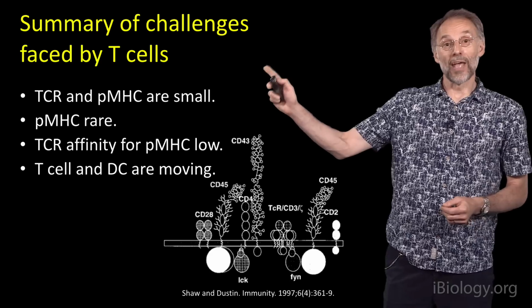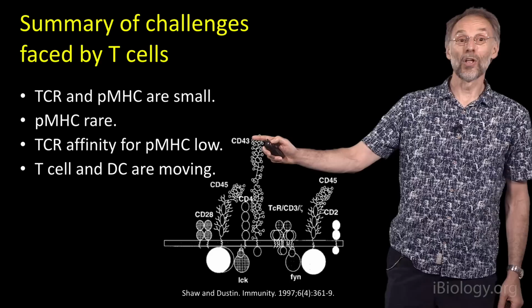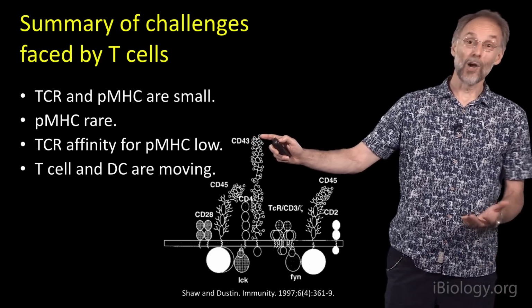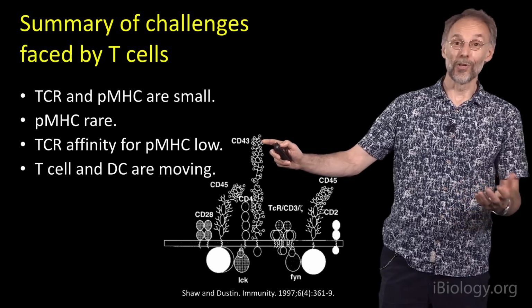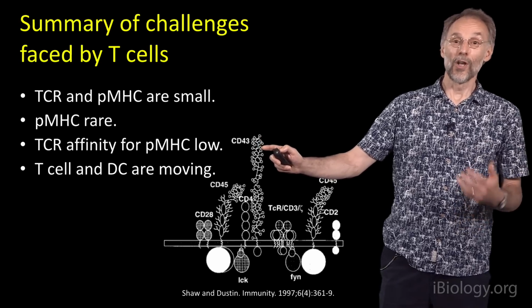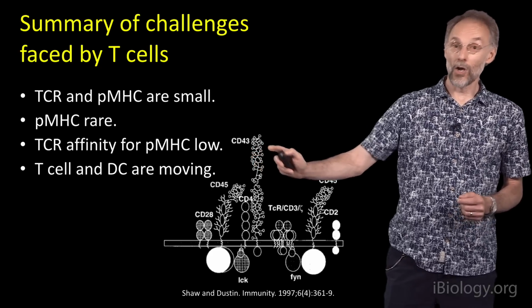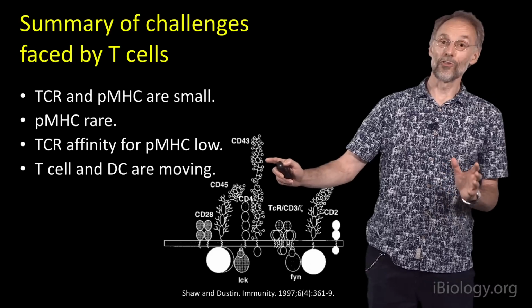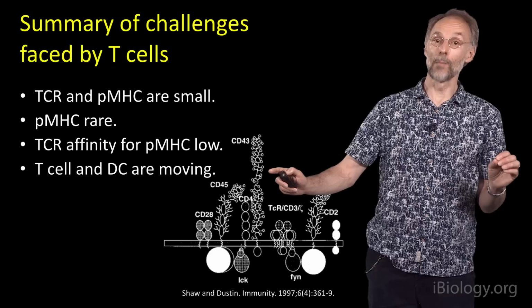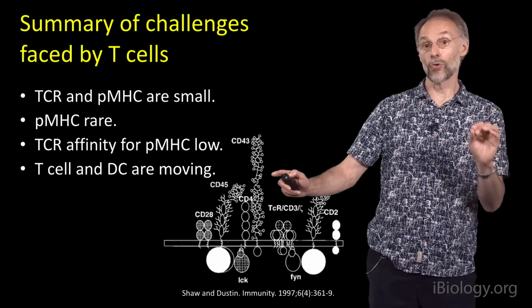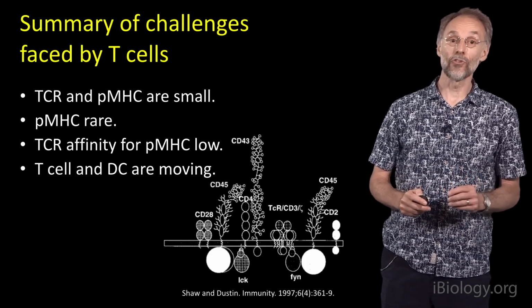So again, just to summarize these challenges, the T cell receptor and the MHC peptide complex are small. The MHC peptide complexes are rare because they're competing with all these self-proteins and other types of proteins that are essentially present in the tissues, in addition to the proteins from the pathogens. The affinity of this interaction is low. I haven't really touched on that very much, but compared to antibodies, the affinity of the T cell receptor interaction with an MHC peptide complex is about 3 orders of magnitude lower than what you typically see for antibodies binding to their intact antigens.